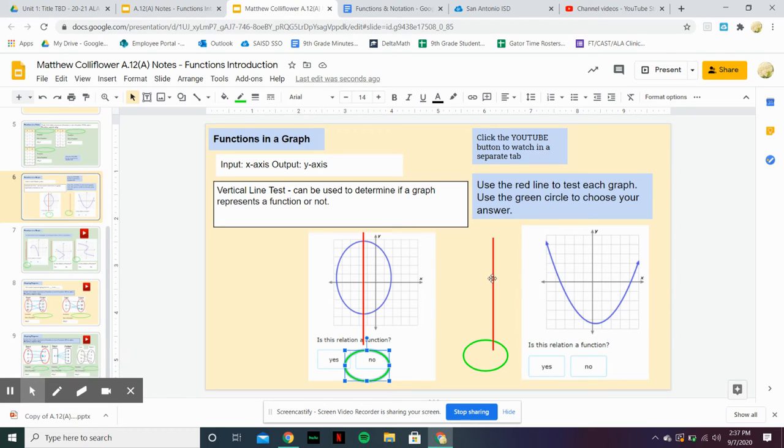Again, I will take my vertical line and I will move it along the x-axis. On this graph, no matter where I put my red line, I can see that the input where it touches the x-axis only has one output, which is where it touches the graph. So this is a function because I don't see any inputs that have multiple different outputs.